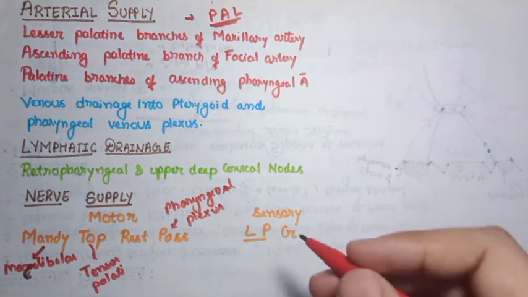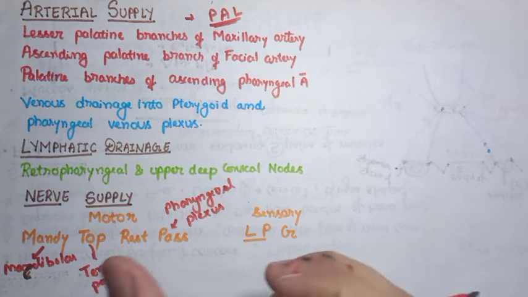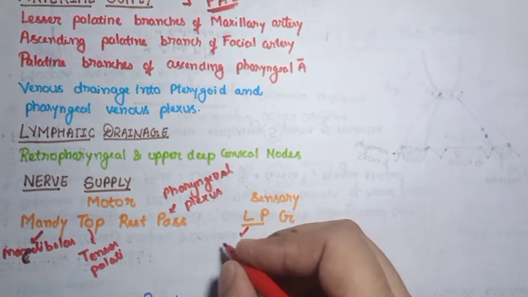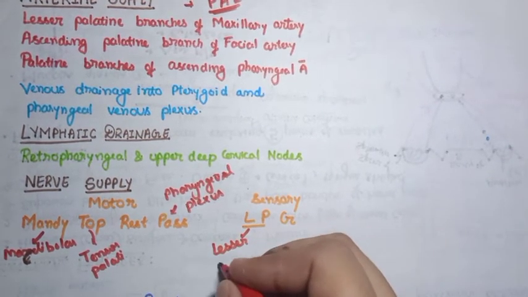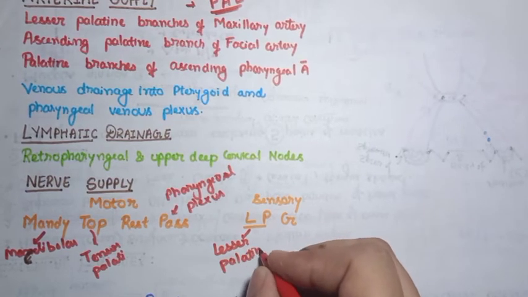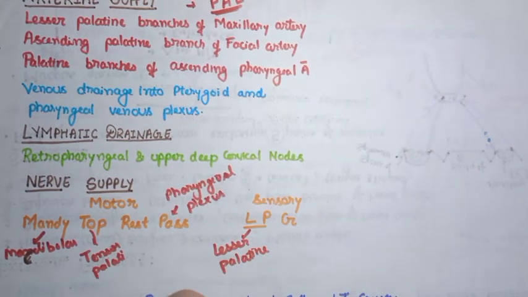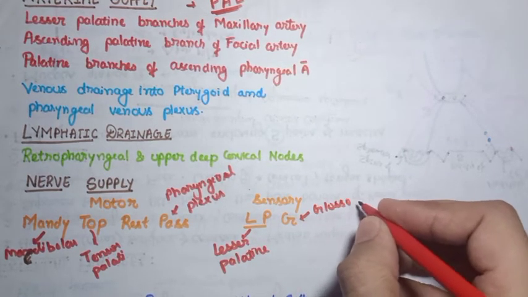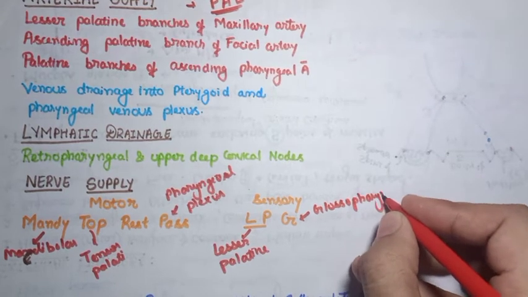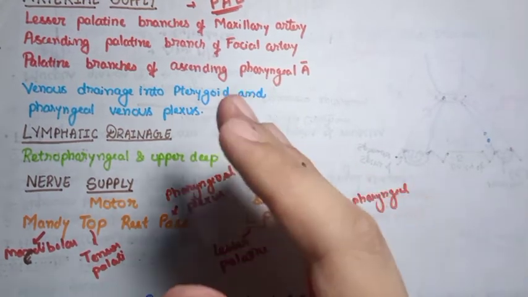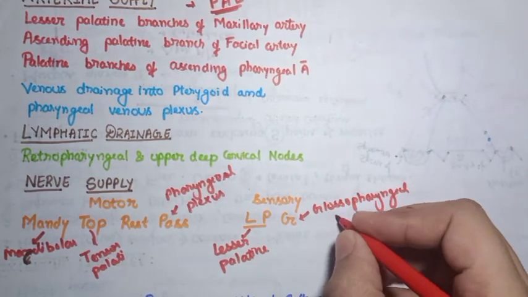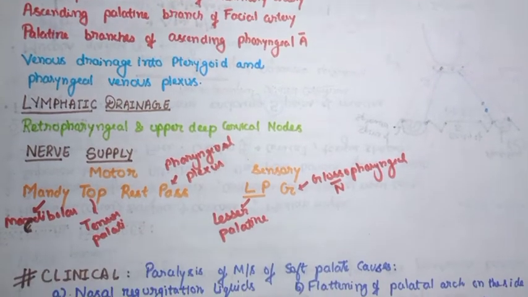What about the sensory supply? The trick to remember is LPG. So remember as a whole: Mandy top, rest pass in LPG exam. LP you have to take together, lesser palatine nerves. And G, you might know because you have already discussed it in the cranial nerve section, that's the glossopharyngeal nerve. So nerve supply is also very simple. Mandy top, rest pass in LPG exam. And at last, let's talk about the clinical.